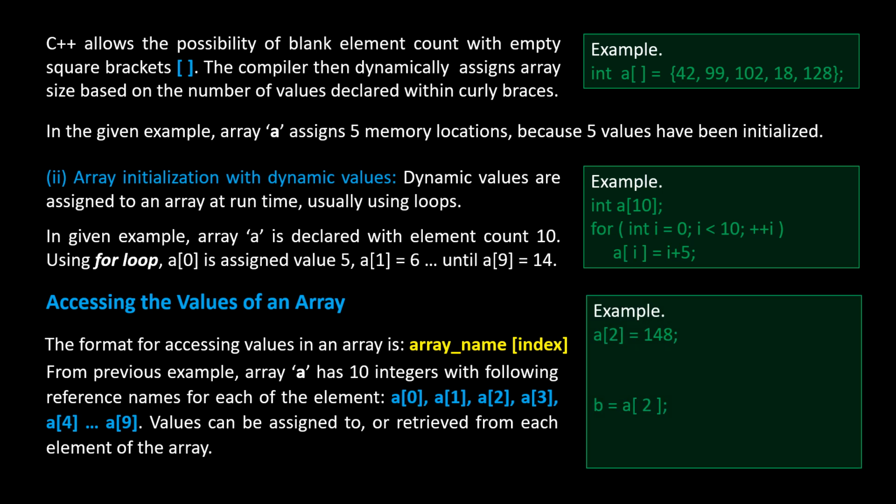Here are other examples. A[2] = 148. It assigns 148 to the third element of array A. Then we have B = A[2]. It assigns variable B with the value of the third element of array A.